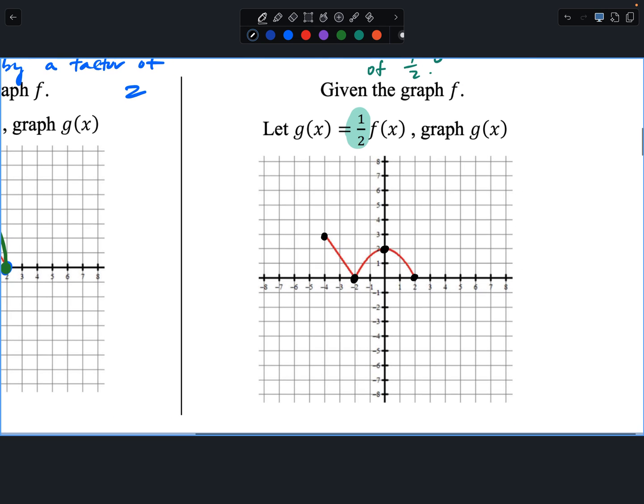If I look at this first black point that I drew, what's the y value right here? 3. What's half of 3? 1.5, okay? So I'm going to graph the same x value, so negative 4, comma, 1.5. 0 times anything? Just 0. What's half of 2? 1. 0 times anything? 0.